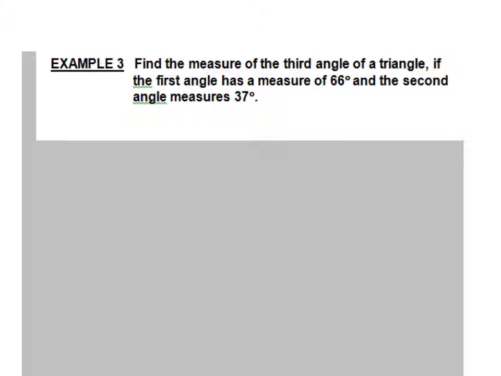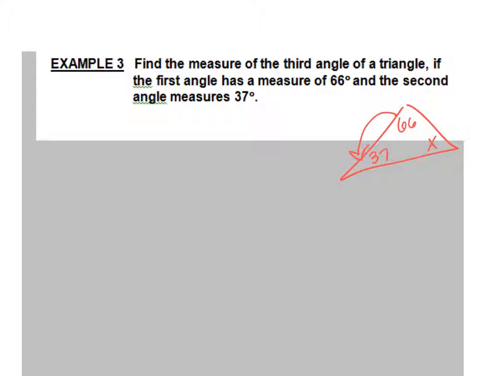So on example 3, they ask us to find the measure of the third angle of the triangle if the first is 66 and the second is 37. So, you know me, my go-to is to draw a picture. I have one angle that's 66, one that is 37.